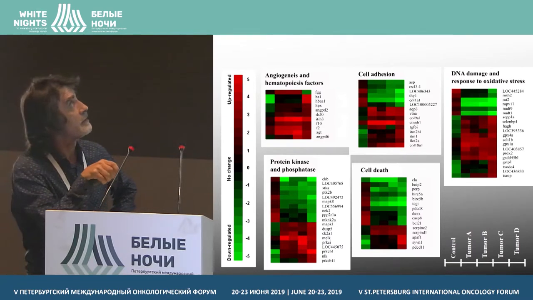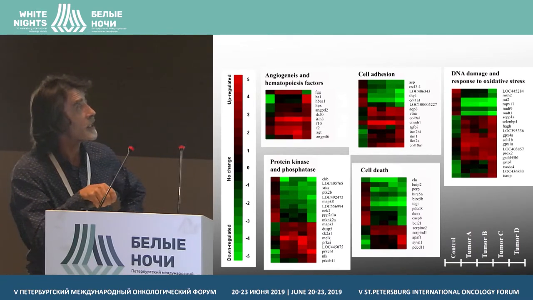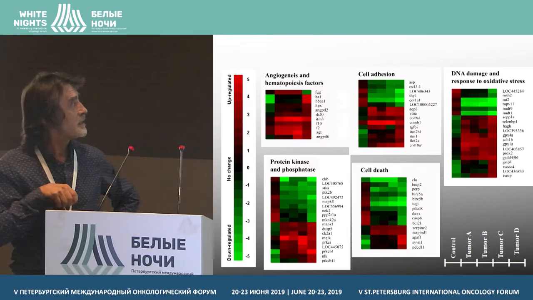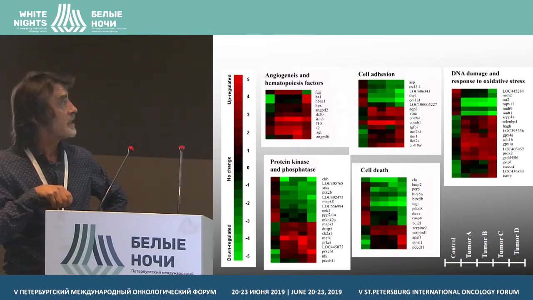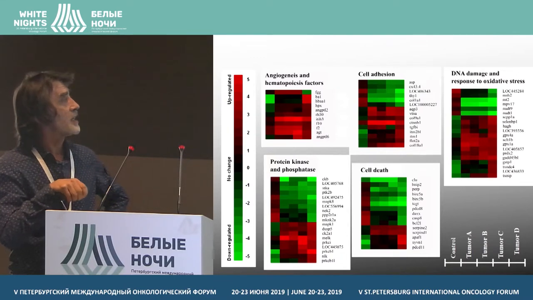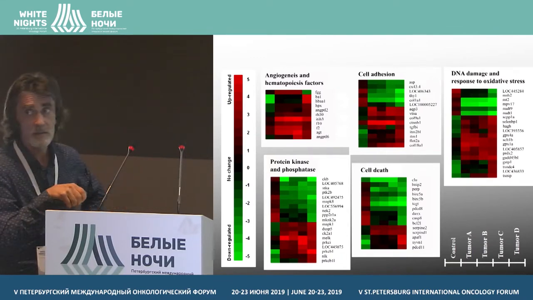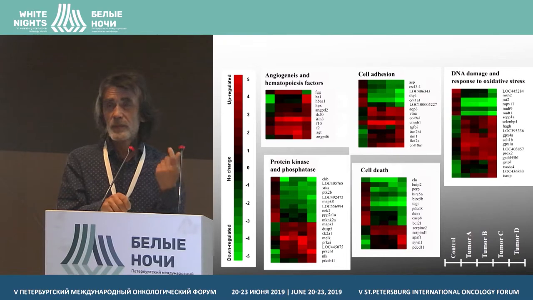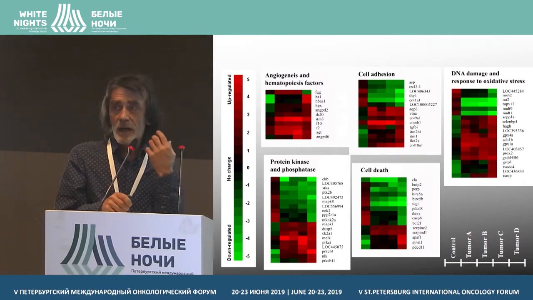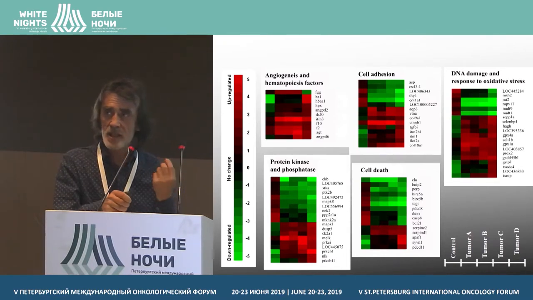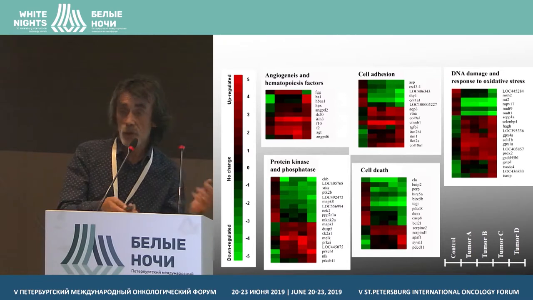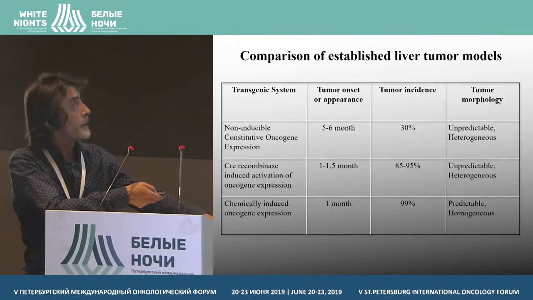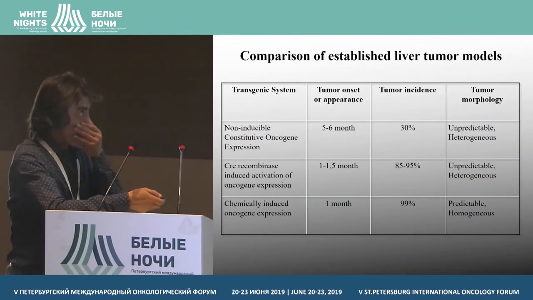The main changes that took place in these tumors: look, the first three stages are highly homogeneous, and only the advanced stage differs from the other stages drastically, meaning that histologically these tumors were very similar, but they were also similar at the molecular level.